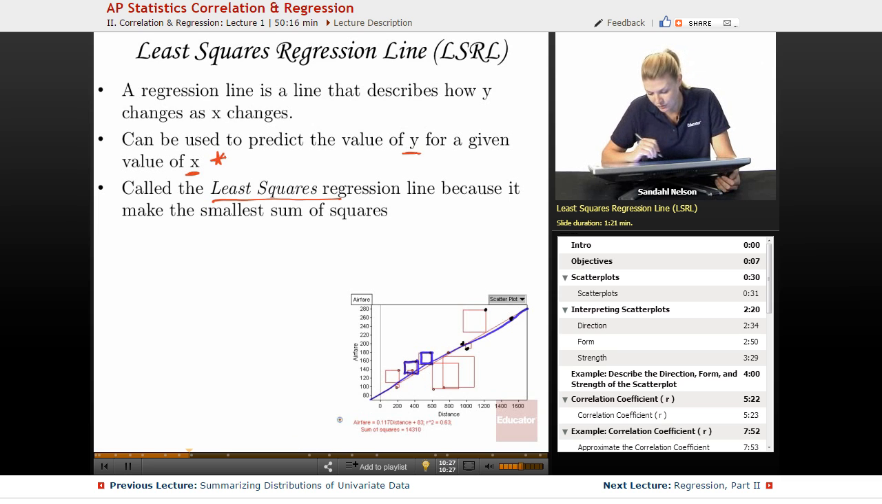as small as possible. So if you just drew a best fit line between the dots like I did before, that's not going to be the least squares regression line because it is not precise enough to make the sum of all of the squared distances between the dots and the line as small as possible. So that's why we're going to have to get our calculator to help us out.